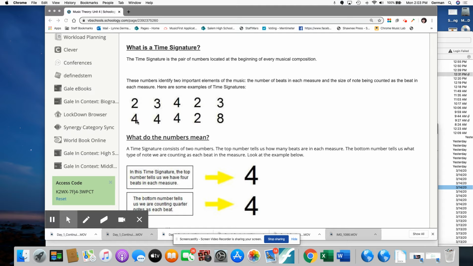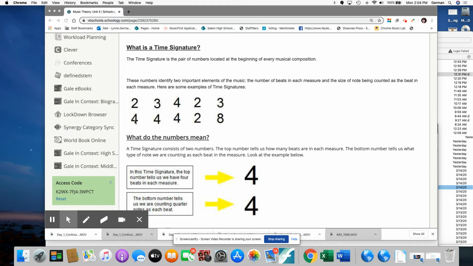So let's take a moment to review what a time signature actually is. This comes from study sheets that were put together by one of our teachers here at Virginia Beach City Public Schools, Mr. Richard Rigg. The question is, what is a time signature? It is the pair of numbers located at the beginning of every musical composition. The thing is, we tend to ignore them and not even notice that they're there.